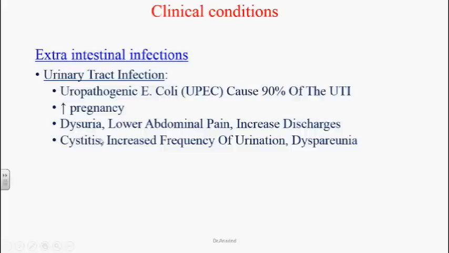During this infection we can see patients suffering with dysuria, pain during urination, lower abdominal pain, increased discharges, and we can see urinary bladder infection. Because of urinary bladder infection you can see increased frequency of urination, and the people who are suffering with these UTIs because of E.